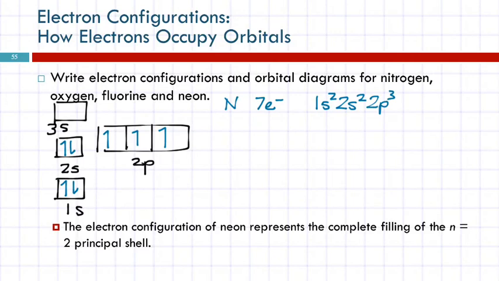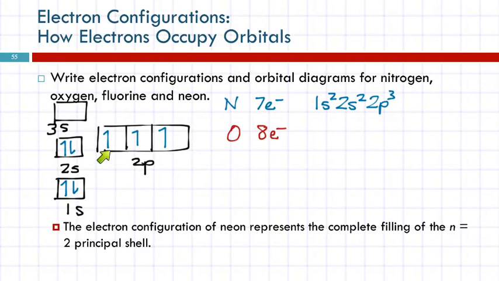How many electrons does oxygen have? Oxygen has 8 electrons. So as its 8 electrons are going in, they're going to follow the exact same pattern as nitrogen's electrons. The electrons always fill in the same way. So we already have 7. Where's number 8 going to go?